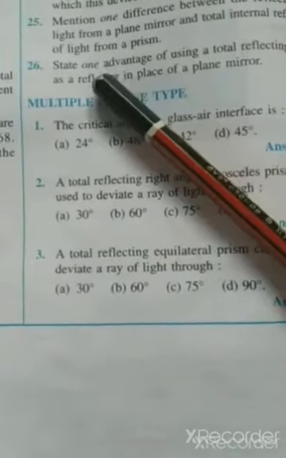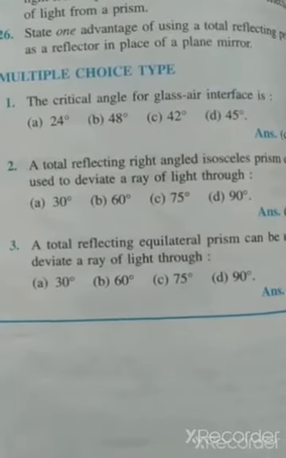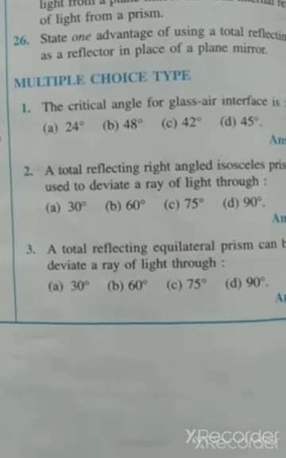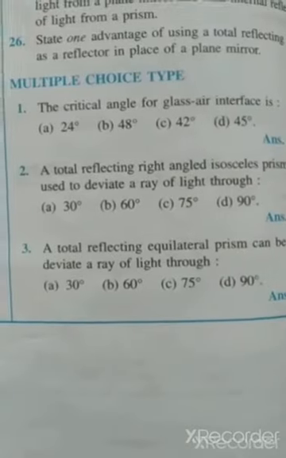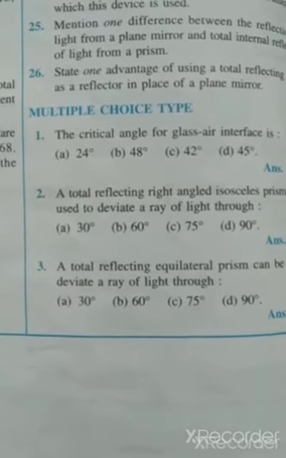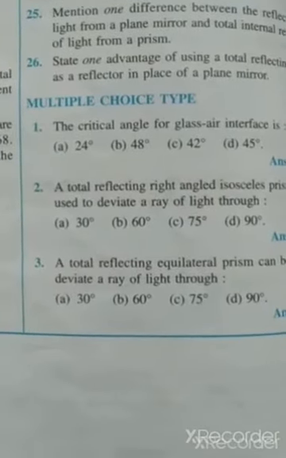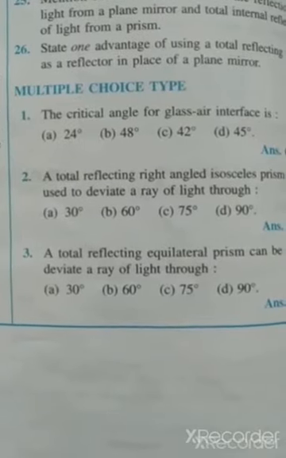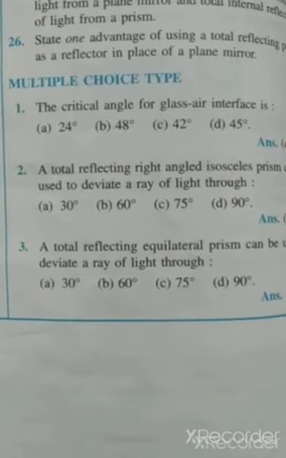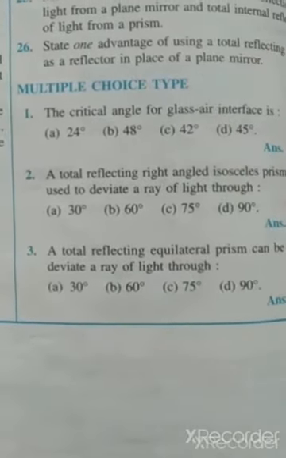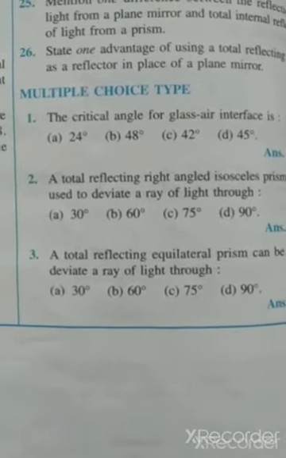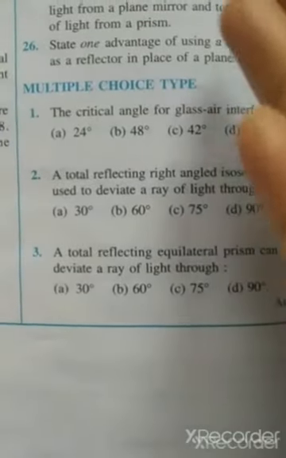Now also here it is given: state one advantage of using a total reflecting prism as a reflector in place of a mirror. We already have discussed the differences. When reflection of the ray of light takes place from the plane mirror, a part of the light is absorbed, and in total internal reflection no part of the light is absorbed. In that case there is no loss of energy and the intensity is maximum, and in the mirror case the intensity is less, there is a loss of energy. So only one advantage you have to write, any one advantage you can write in this question.